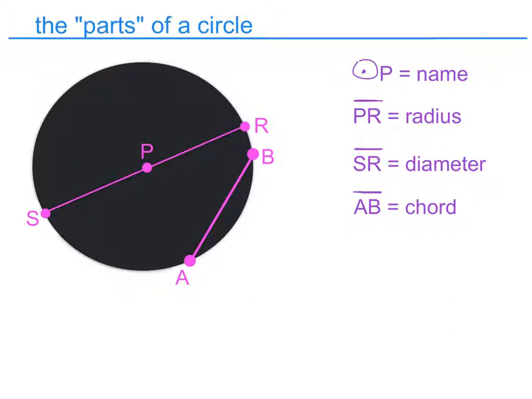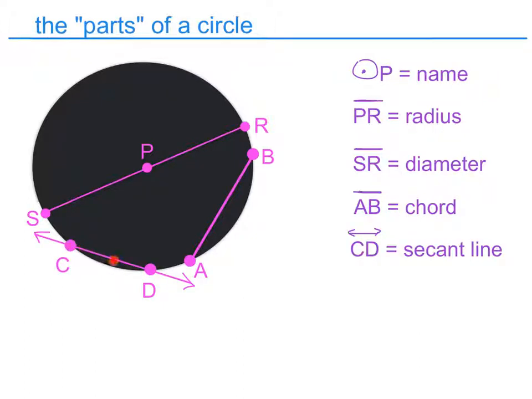Okay, so what happens if our segment has endpoints on the circle but does not pass through the center? So when I look at segment AB, it does not pass through point P. So we need another name for that, and the name for that is a chord. A chord still has endpoints on the circle, but it is not required to pass through the center. It could. I could in fact call SR a chord, but more specifically, we can say it's a diameter, which lets us know that it does pass through the center of the circle.